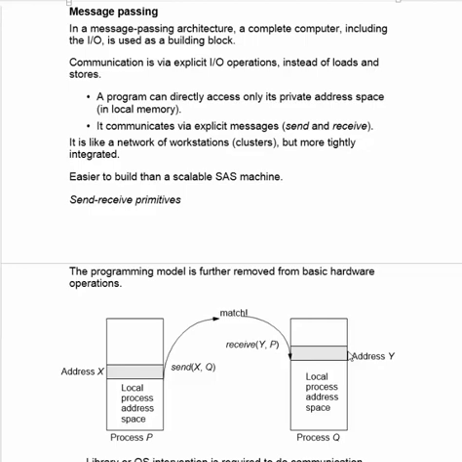Message passing can be done with basically independent computers that communicate via a network. Communication is via explicit I/O. That means that if we're sending a message, we're explicitly saying, I want to send this information to this other process running on this other computer. And a program can't access the address space of the other process. All it can do is send messages back and forth.